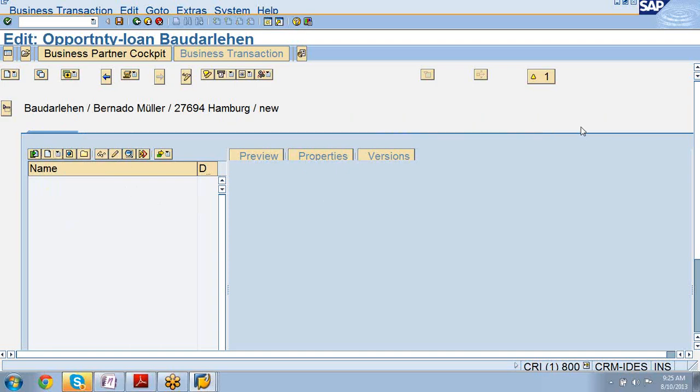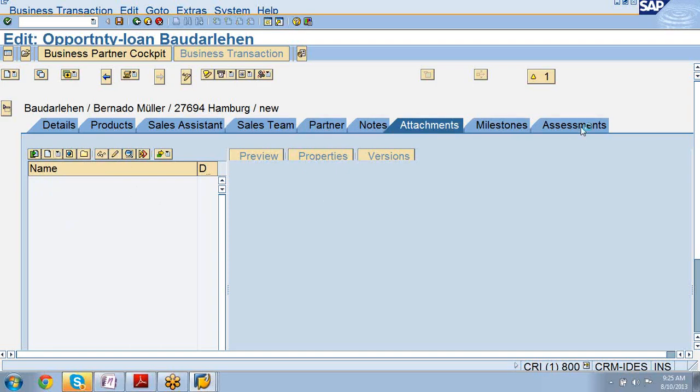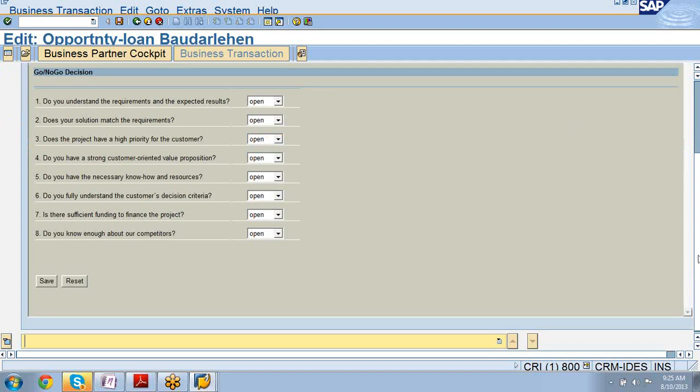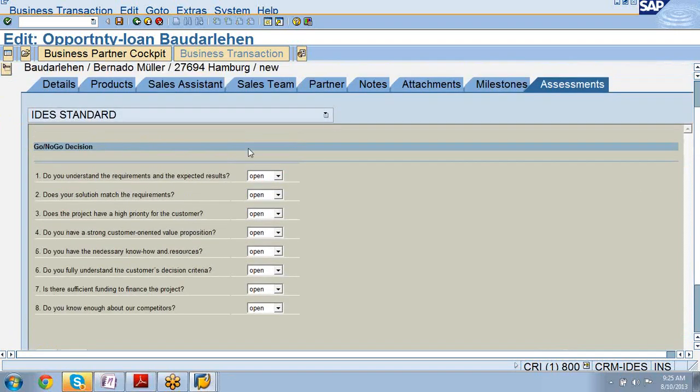So we can also get into my assessments. Assessment is something like these questions for customers. Do you understand the requirements and expected results? Yes. Does your solution match the requirement? Does the project have a high priority? Open. Do you have a strong customer oriented value proposition? Yes. This standard questionnaire can be changed using a T code called CRM_SURVEY_SUITE.